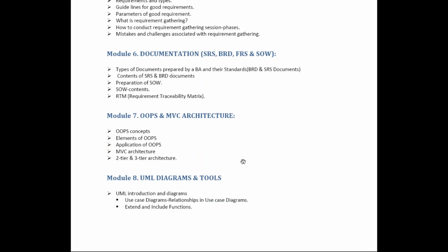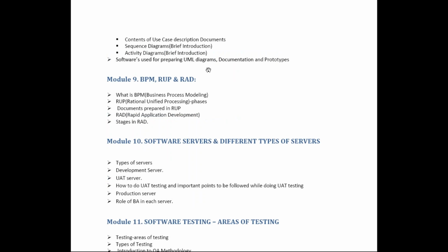So in module 8 we are going to see UML diagrams. I am going to explain what UML diagrams are, what use case diagrams are, what relationships in use case diagrams are, what extend and include functions are, what the contents of a use case description document are, sequence and activity diagrams, and what software we are going to use for preparing UML diagrams, documentation and prototypes. And in module 9 I am going to explain BPM, RUP, and RAD.